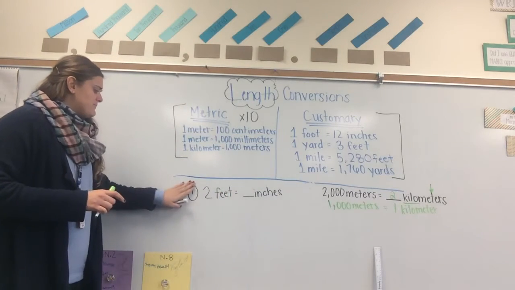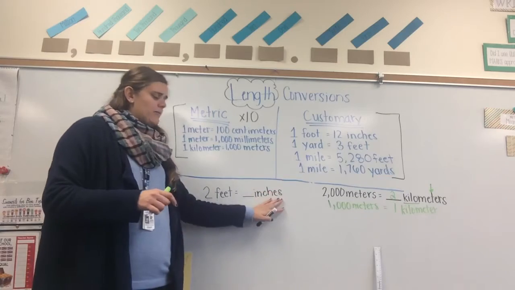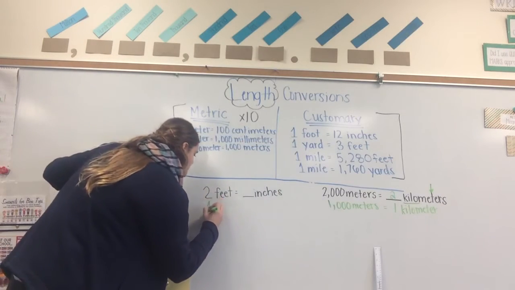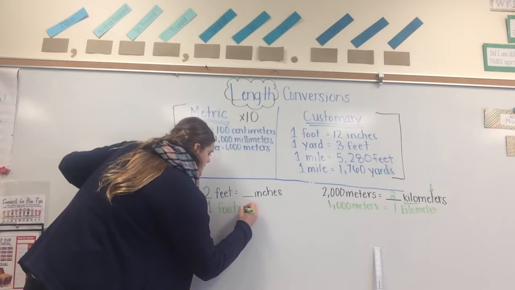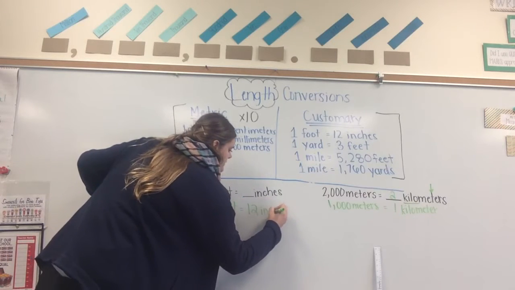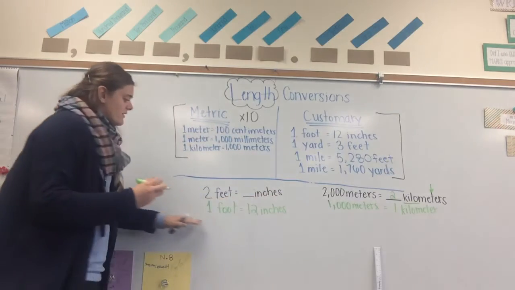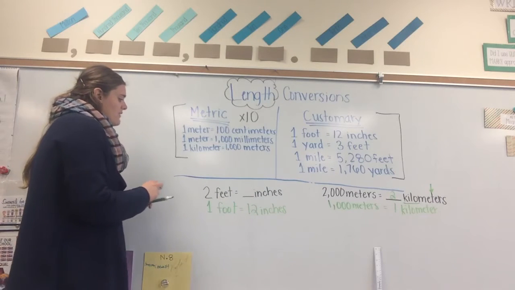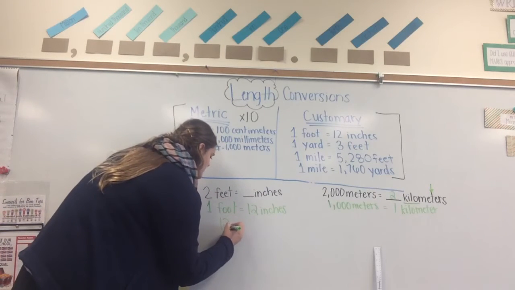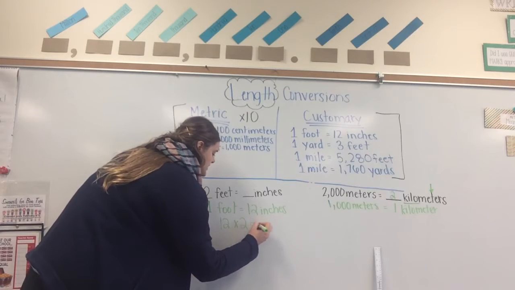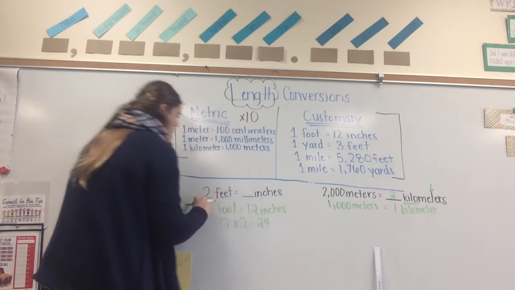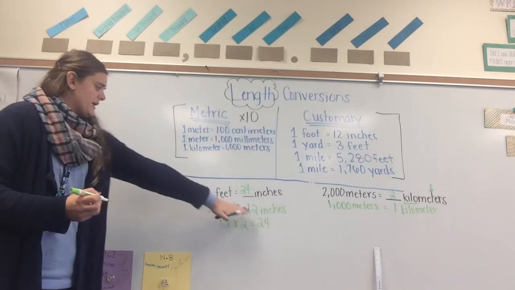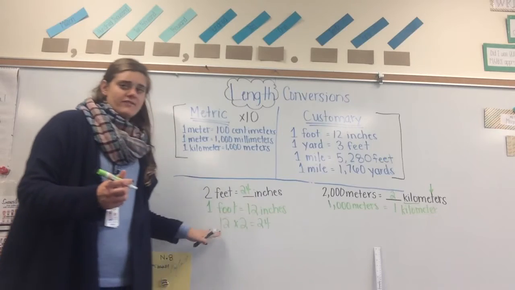Now, let's look at this one. If we have 2 feet, how many inches would that be? Well, I'm going to look at my conversions. I know that 1 foot equals 12 inches. Notice I write the equation that I'm going to use to help me solve this problem. So then I would have to do 12 times 2, which equals 24. So 2 feet is the same thing as 24 inches. So I write my equation and I write what I use to solve it.